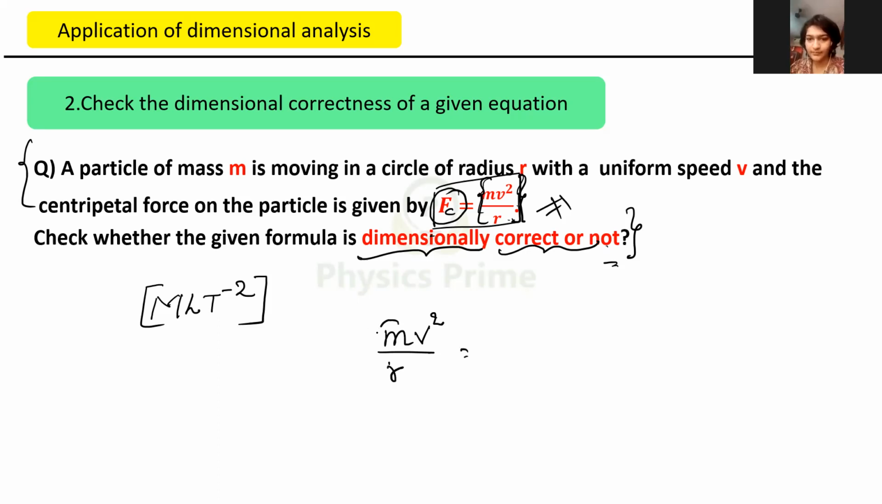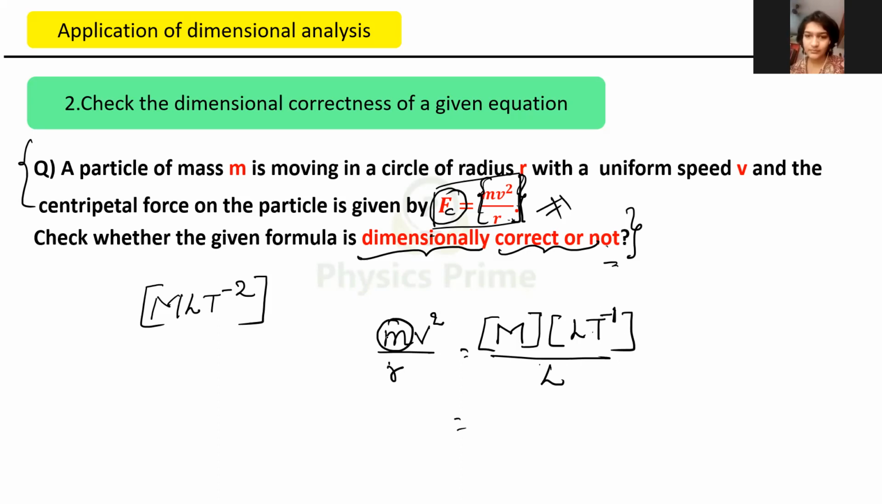Mass is measured in M only, right? The mass dimension is M, so M into L power 0, T power 0, I'm just writing it as M here. Velocity dimension is what? Velocity is L into T power minus 1, right? Now radius is measured in what? Length, right? That means I can write this as L1.